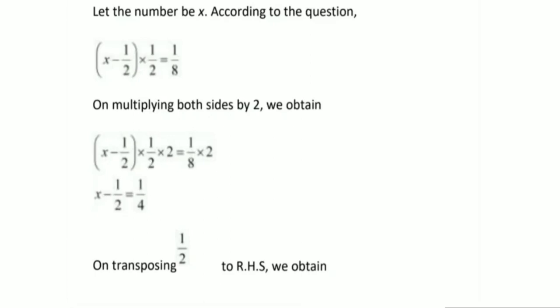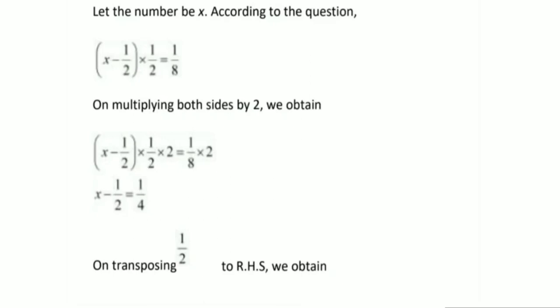Okay. Now on multiplying both sides by 2, we obtain x minus 1 upon 2 into 1 upon 2 into 2 equal to 1 upon 8 into 2. Okay. So 2 and 2 cancel, and on the right hand side 2 4s are 8. So 1 upon 4 is left. So what is left here? x minus 1 upon 2 is equal to 1 upon 4.